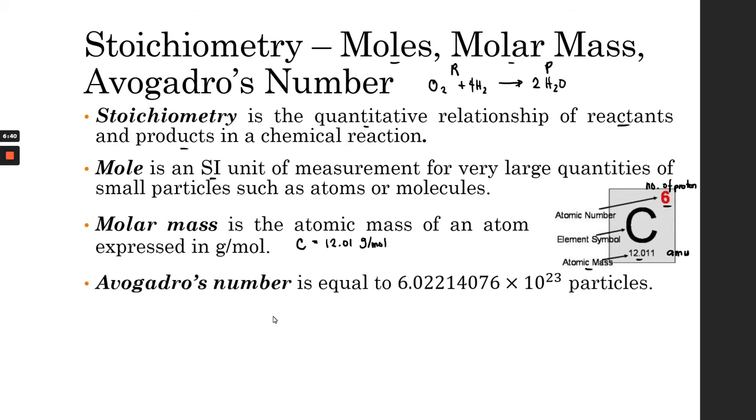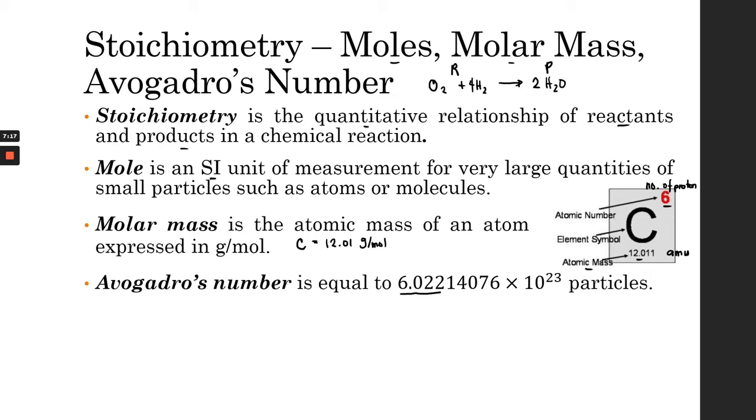Next, let's talk about Avogadro's number. Avogadro's number is equal to 6.022, and mostly we just stop here. If you want to include more digits, that's on you, but 6.022 is enough, times 10 raised to 23 particles. What do we mean by that? This is the number of atoms in a single mole. So what do we mean by that?